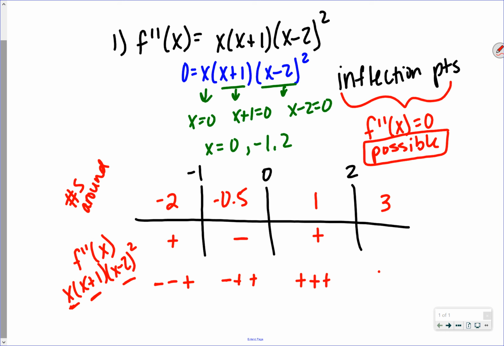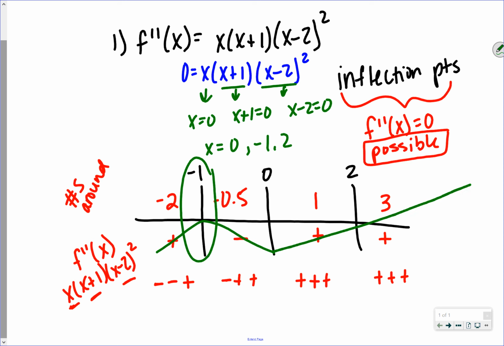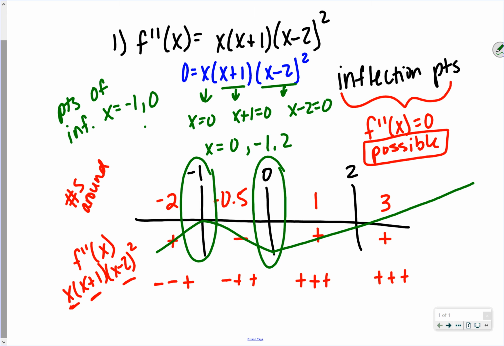3 for x is a positive. 3 plus 1 is a positive. 3 minus 2 is a positive. It's squared anyway, so it's always going to be positive. So you're looking for a change, going from up to down or down to up. That happens here, going from up to down. Here is a point of inflection. And then going from down to up, and this stays up. So there is no change at 2, but there's another change at 0. So my points of inflection are x equals -1 and 0 only. That would be letter C.